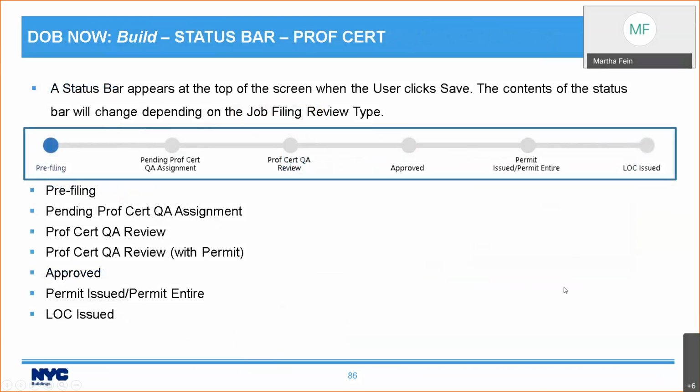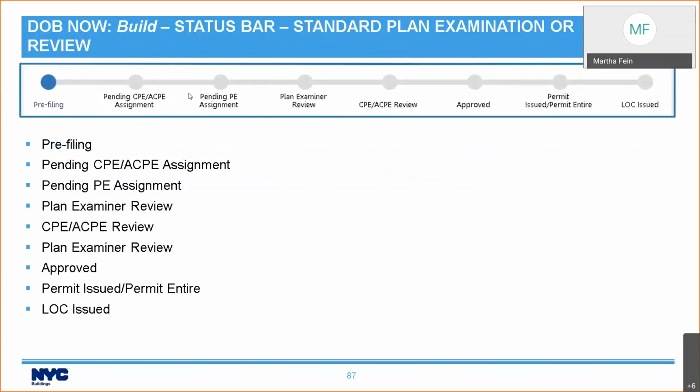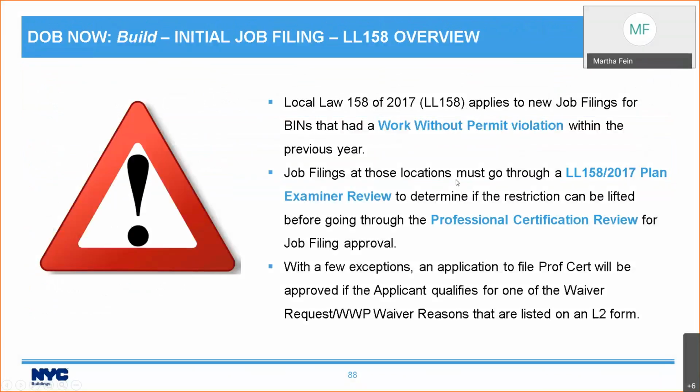We talked about the status bar, and the status bar will show you the steps for the job filing review type and for the particular job that you have chosen. So this is a QA one. This one is standard plan. You'll notice standard plan has some more steps before approval. It will also expand to show you additional information depending on what is required.